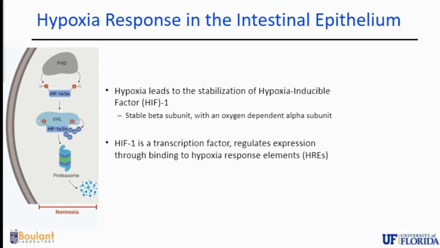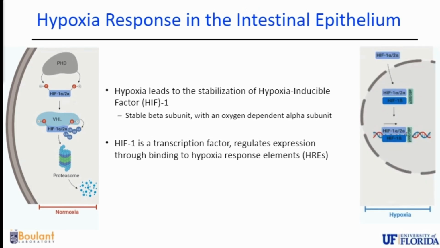On the contrary, when cells are now in hypoxic condition, this hydroxylation through PHD cannot happen, and HIF1 alpha will now be stabilized, dimerize with HIF1 beta, and act as a transcription factor and regulate transcription of about 100 different genes, which all have this hypoxia responsive element in their promoter region.